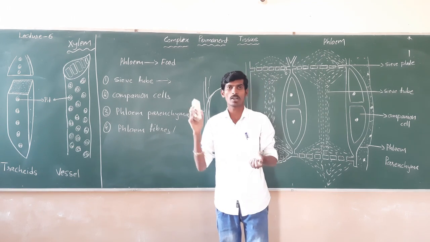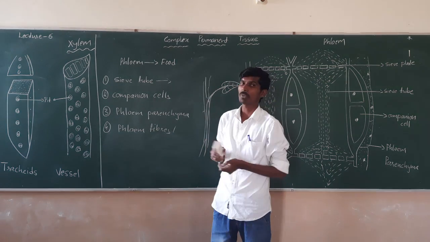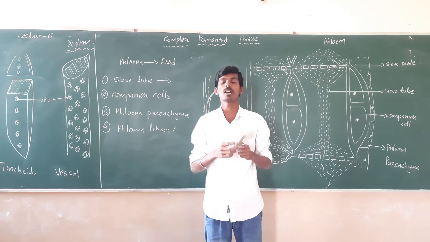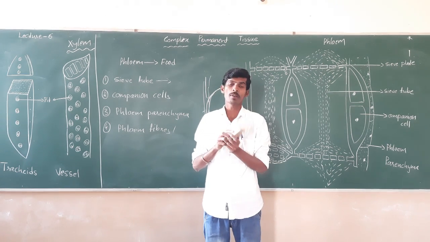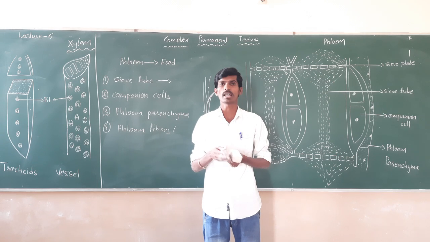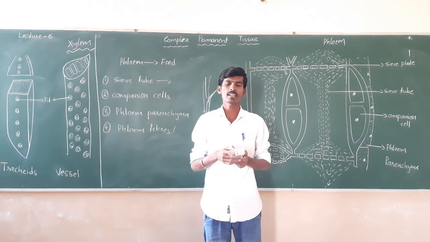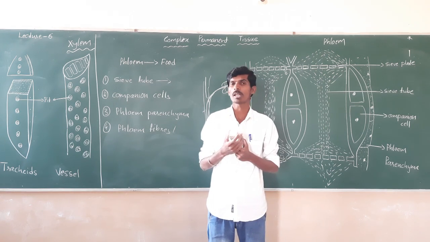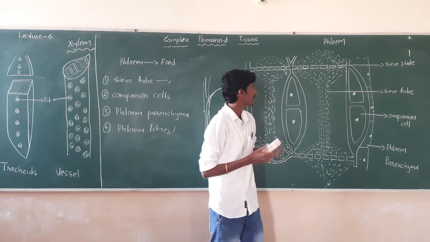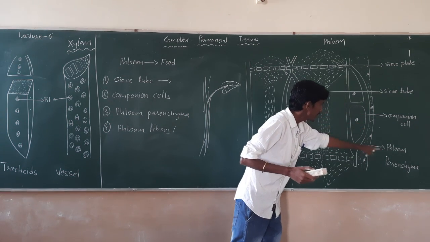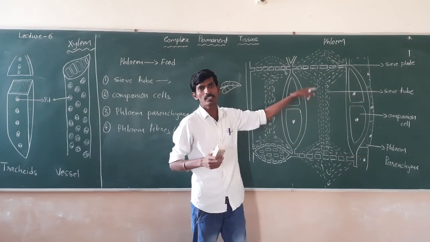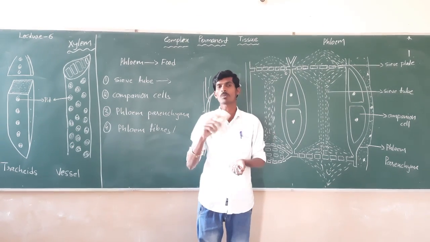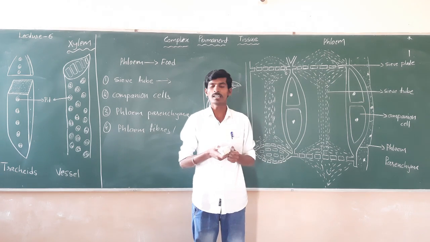Okay, once again, the complex permanent tissue. There are two types: the xylem and the phloem. Xylem is the water conducting tissue. Phloem is the food conducting tissue. Xylem consists of four elements: the tracheids, vessels, xylem parenchyma, and xylem fibers. The phloem consists of four elements: the sieve tubes, companion cells, phloem parenchyma, and the outer supporting tissue called the phloem fibers.